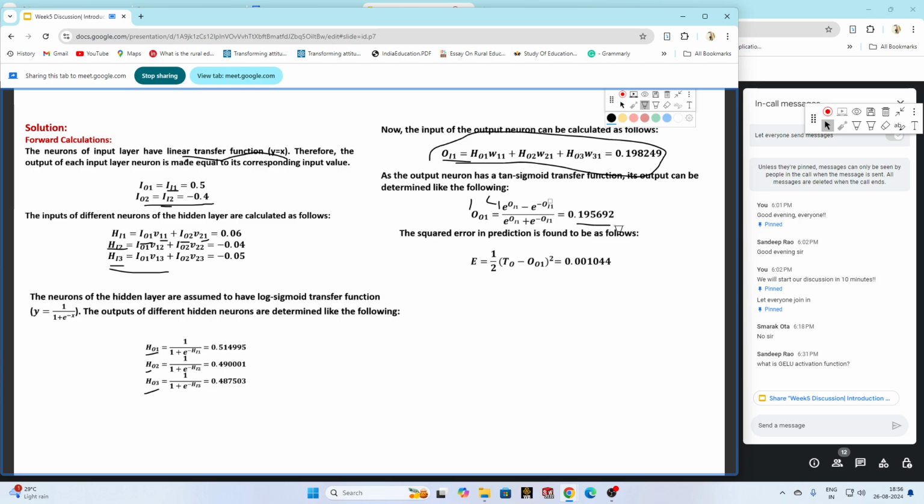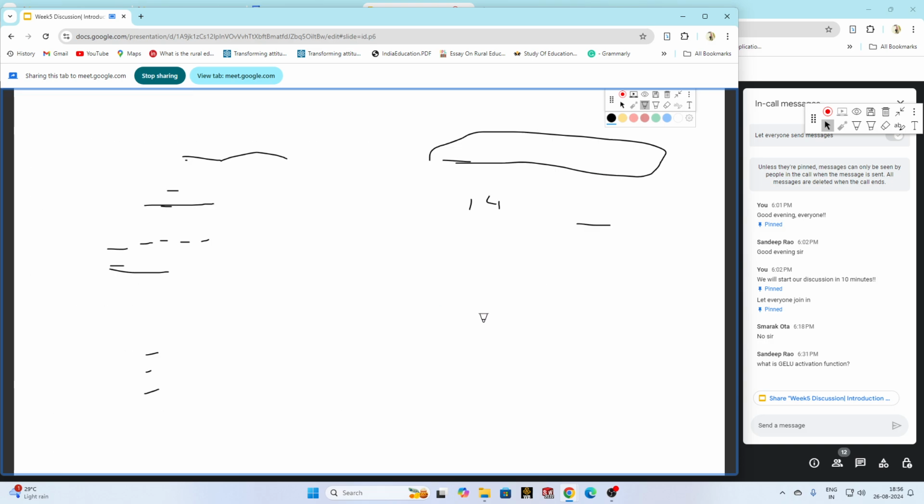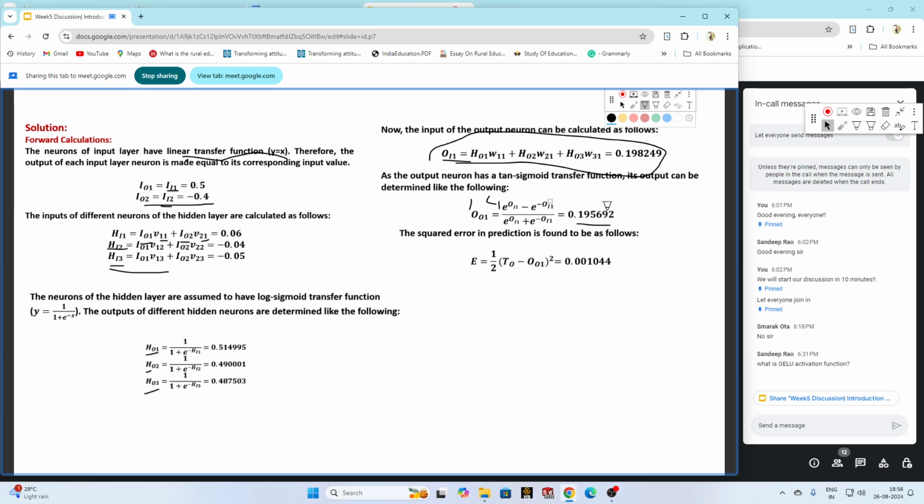Now this is your predicted output, but we have a target output. Your target output is 0.15, but you are getting 0.195692. So by this you will calculate the error. Here we generally calculate half of the squared error. Half of the squared error is calculated because when we differentiate this term with respect to O1, you know the differentiation of x squared is 2x. So half into 2x, the 2 and 2 get cancelled out. That is why we calculate half of the squared error. So this is your half of the squared error. Up to this, any doubt?